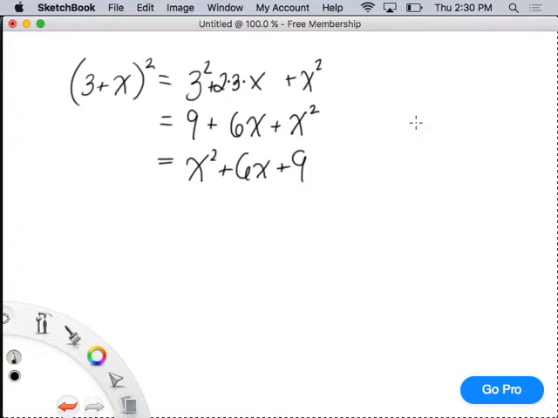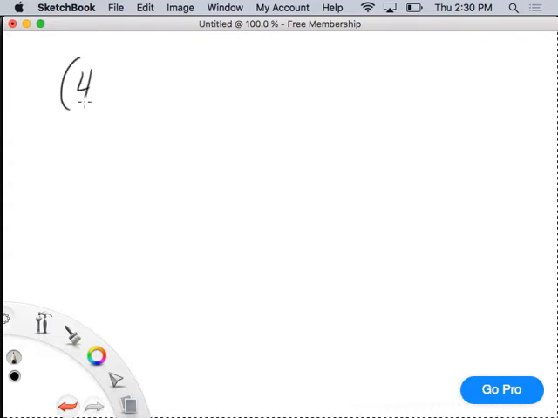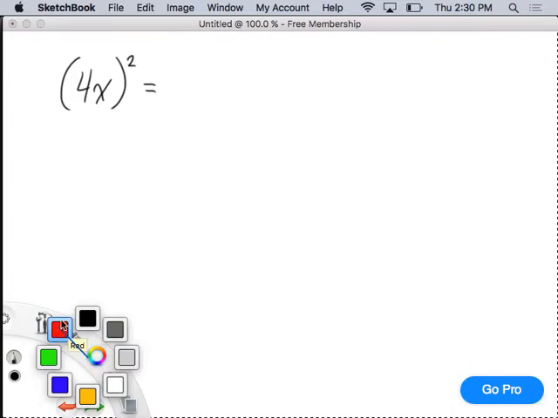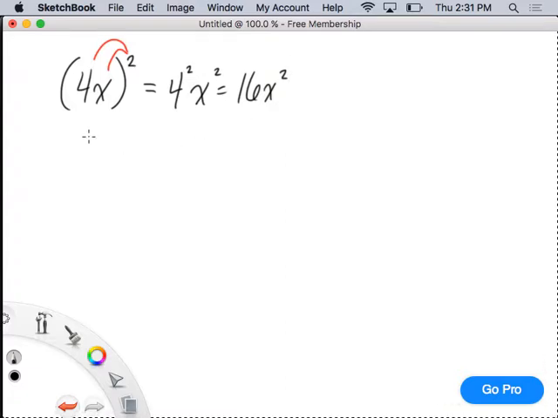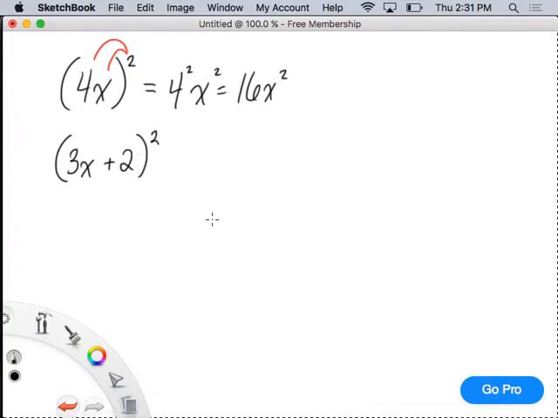All right. Now let's kick it up a notch. Just to give us a precursor, if I do 4x squared, what do I do with this exponent? I distribute it to both of those terms. And I get 4 squared times x squared equals 16x squared, right? Okay, 3x plus 2 squared. Go ahead and do that one now on your own.